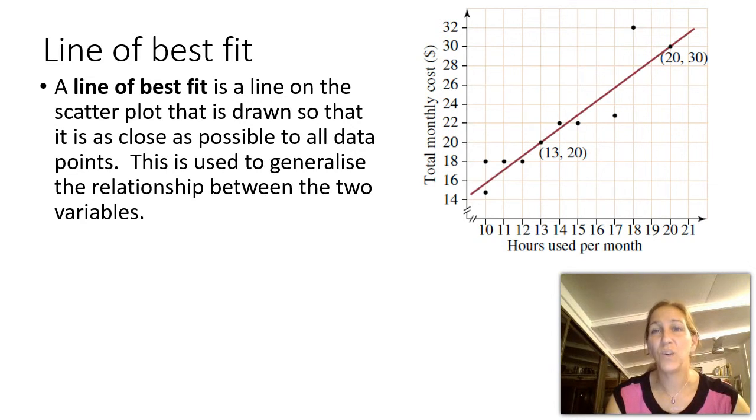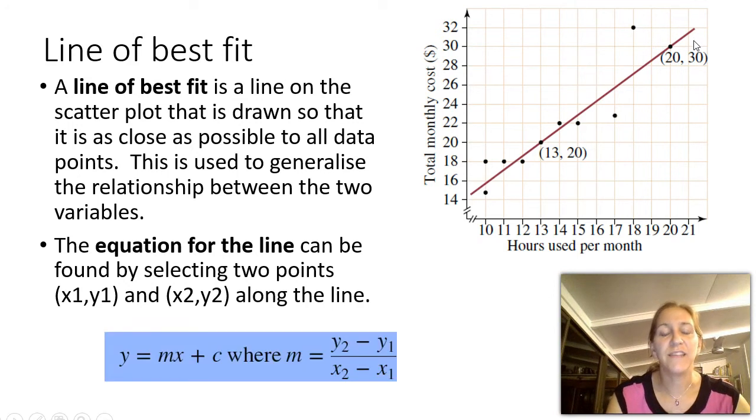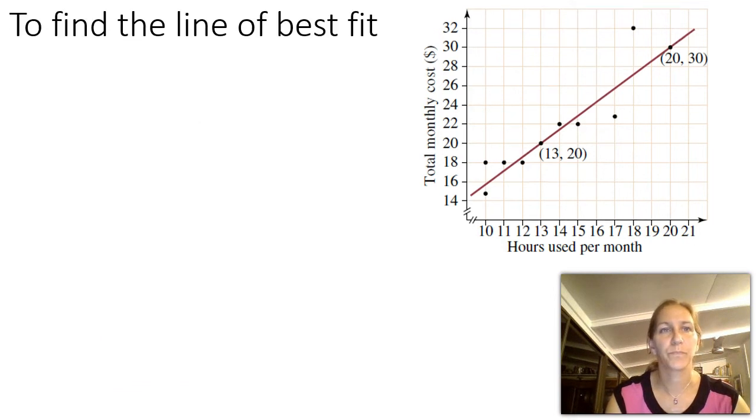Now we can find the equation for this line by selecting two data points on this line. We've selected here 13 and 20, and a second data point of 20 and 30. Then we can find it using the general equation for a line, y equals mx plus c, where m is equal to the gradient of the slope.